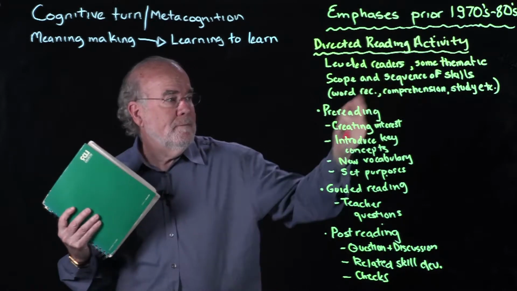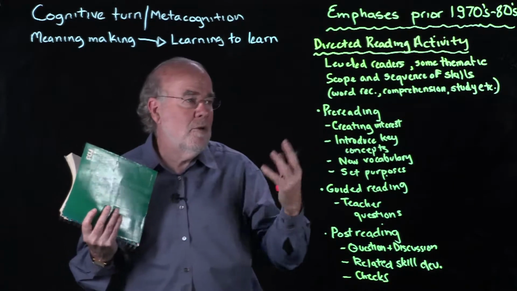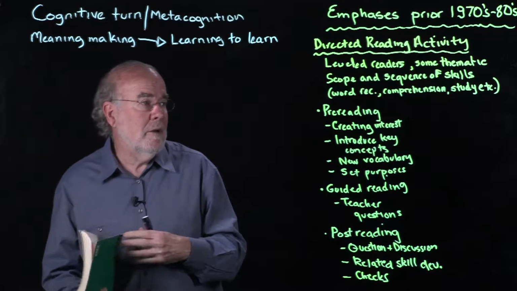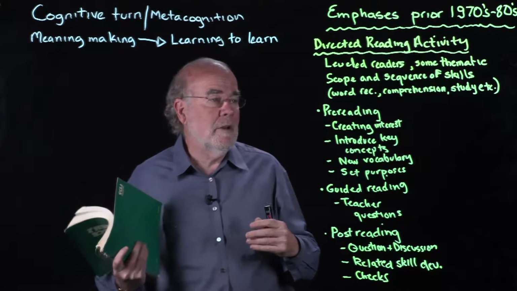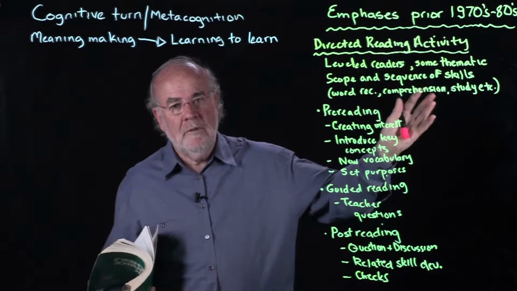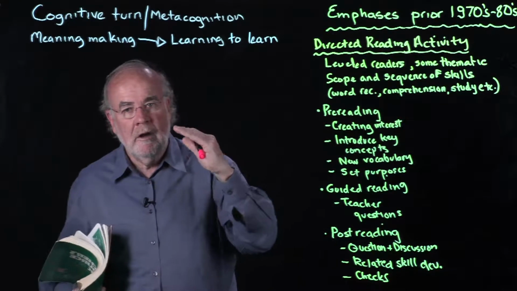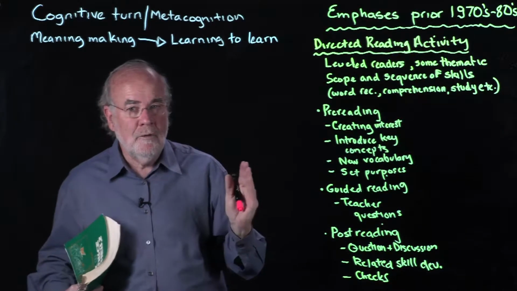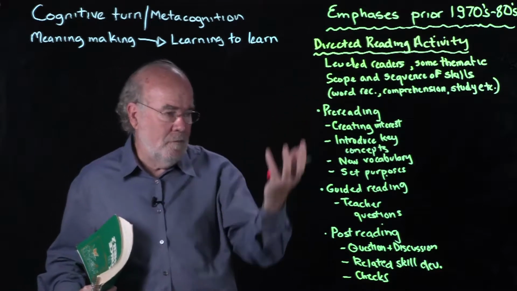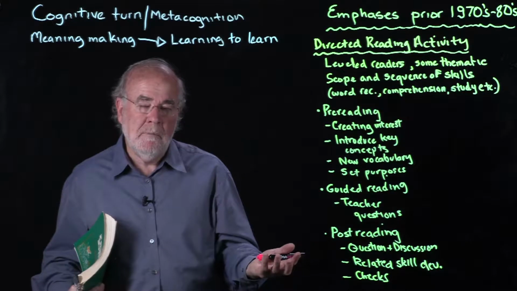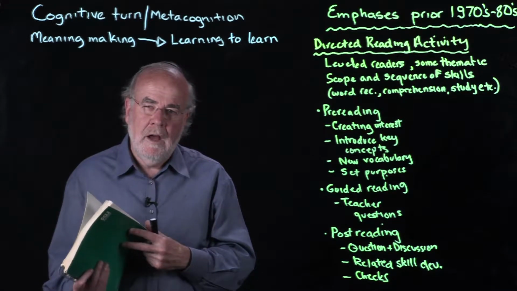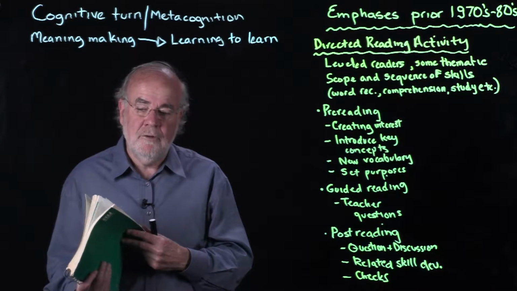The readers were leveled. Sometimes they were thematically organized around a topic. It might be like a topic might be sea life or something like that. There was a carefully developed scope and sequence of skills to be taught at different levels across the grades, and which was fitted into the story itself. In other words, the skills that were taught were often related to the types of things that the story lent itself to.